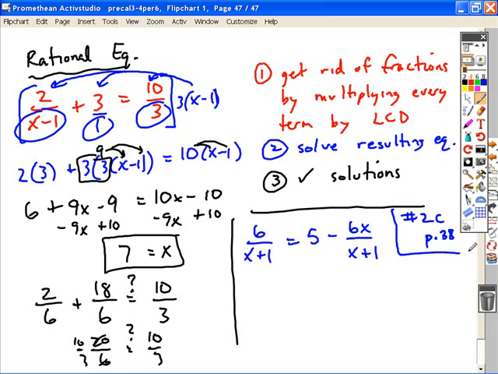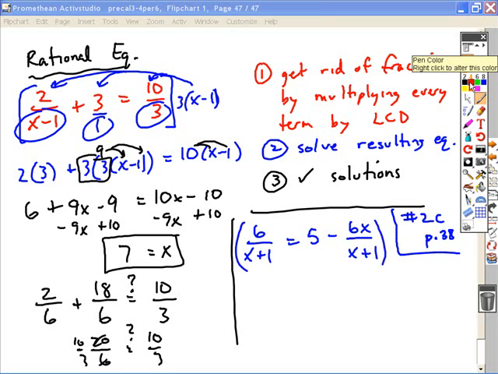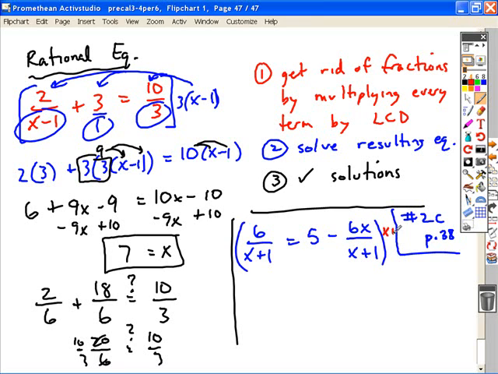So if you start working through this problem, get rid of your fractions by multiplying everything by the LCD. You need an x plus 1, a 1, which you don't need to write, an x plus 1, which you already have. You don't have to write it a second time. Again, you're looking for the least common denominator, so the lowest number of any given factor. And so now you can distribute this to every single term.